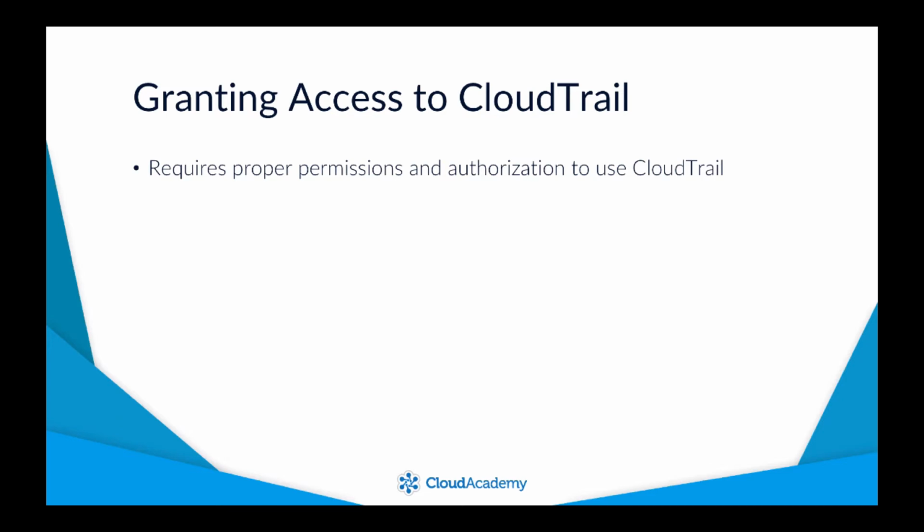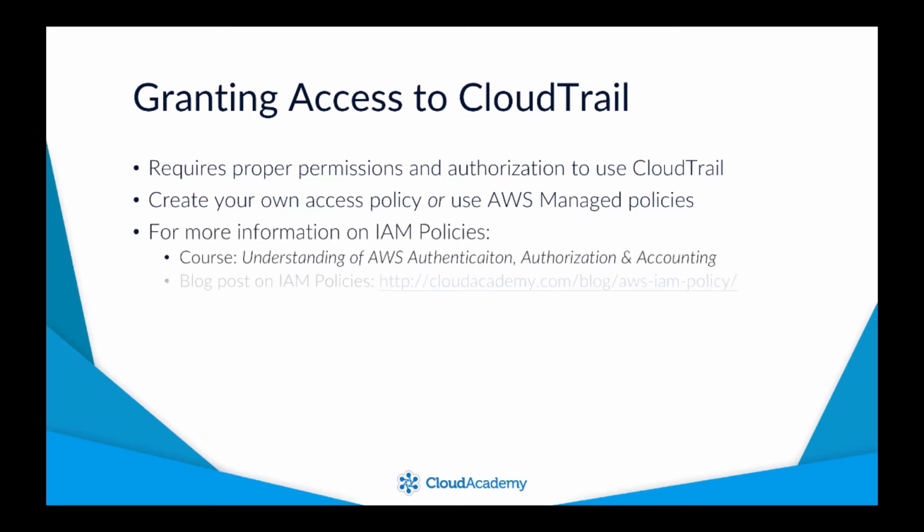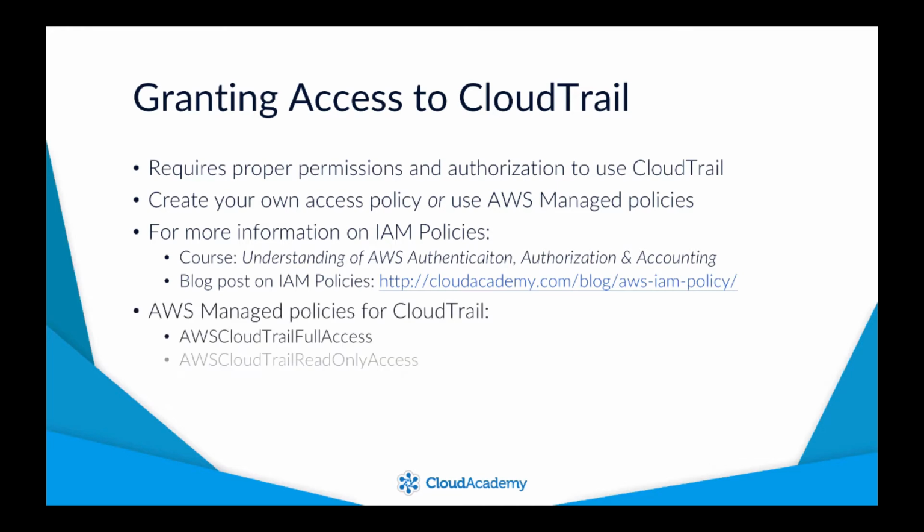If you are the administrator and you want to grant access to others, then you could create your own IAM policies to cover this access, or use an existing AWS managed policy. For more information on IAM policies, you can see my previous course, Understanding of AWS Authentication, Authorization and Accounting, or my blog post here on IAM policies. Currently, AWS has two managed policies in IAM relating to CloudTrail: AWS CloudTrail Full Access and AWS CloudTrail Read-Only Access. These are fairly self-explanatory as to the level of access provided here.